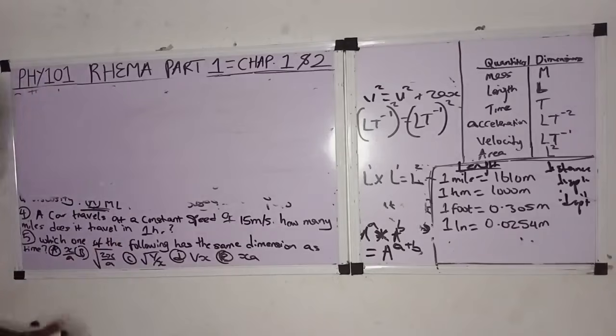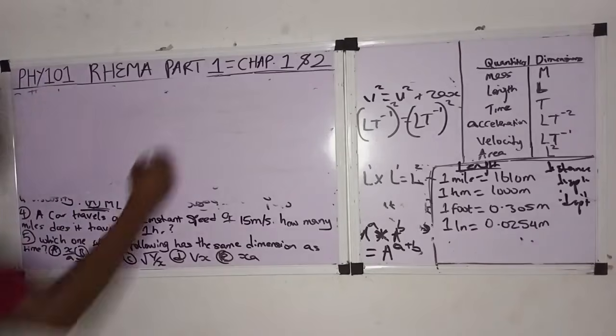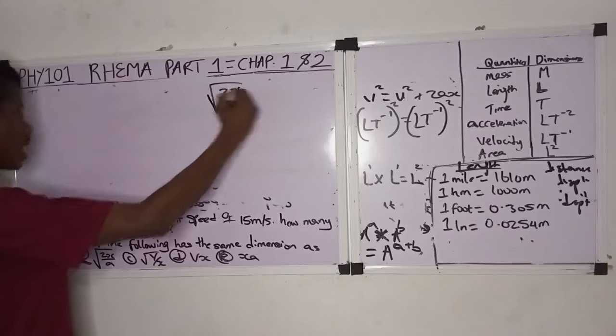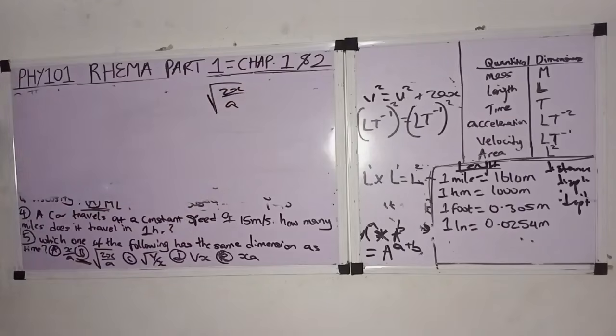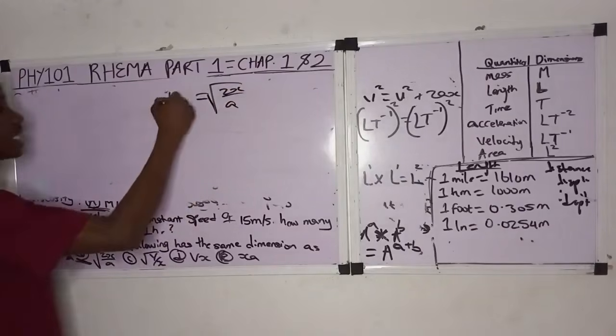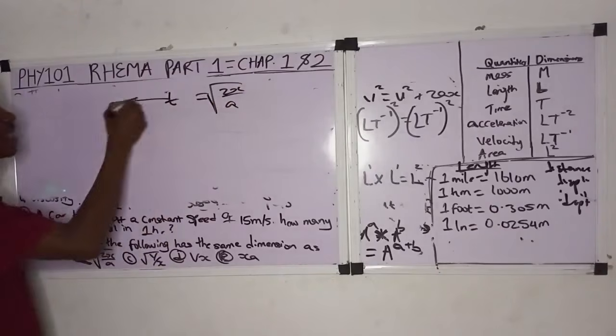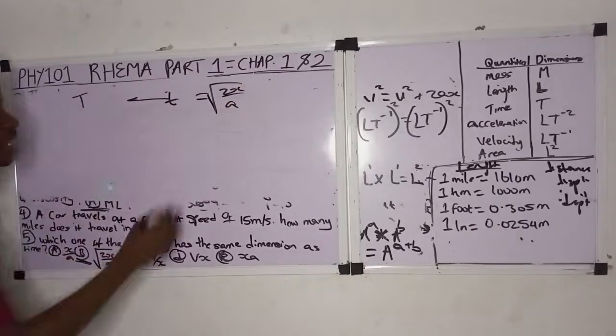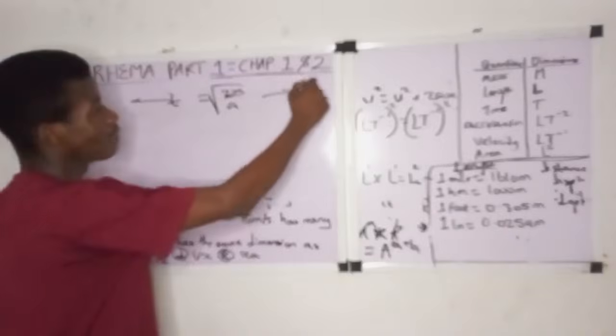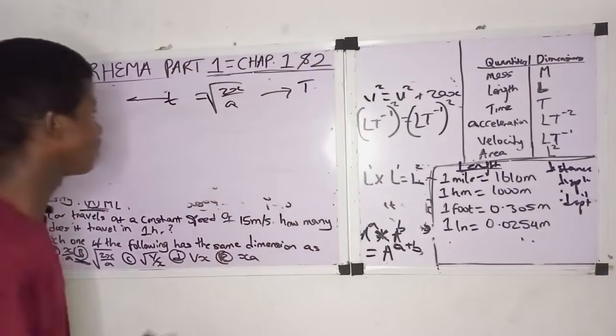The right answer here is B, root 2x over a. Now let me show you why it has the same dimension as time. What is the dimension for time? The dimension for time is capital letter T, right? So if we simplify this, we should still have T.